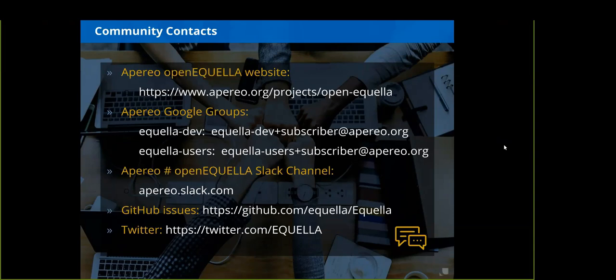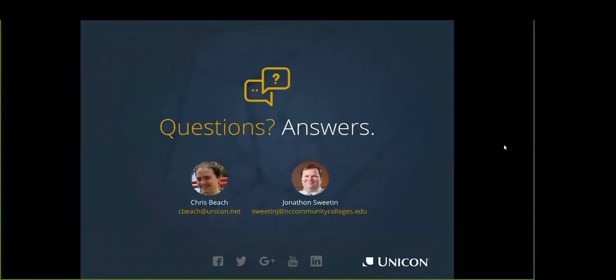That's how we track bugs and enhancements in openEQUELLA. So you don't have to be an open source support subscriber with Unicon to go ahead and put in an issue. If you are an open source subscriber, feel free to just open a ticket with us and we can help set up that issue with some verbiage around it to make it easier for the community to actually work on. And then, of course, we have the Twitter handle as well. So with that, are there any questions?